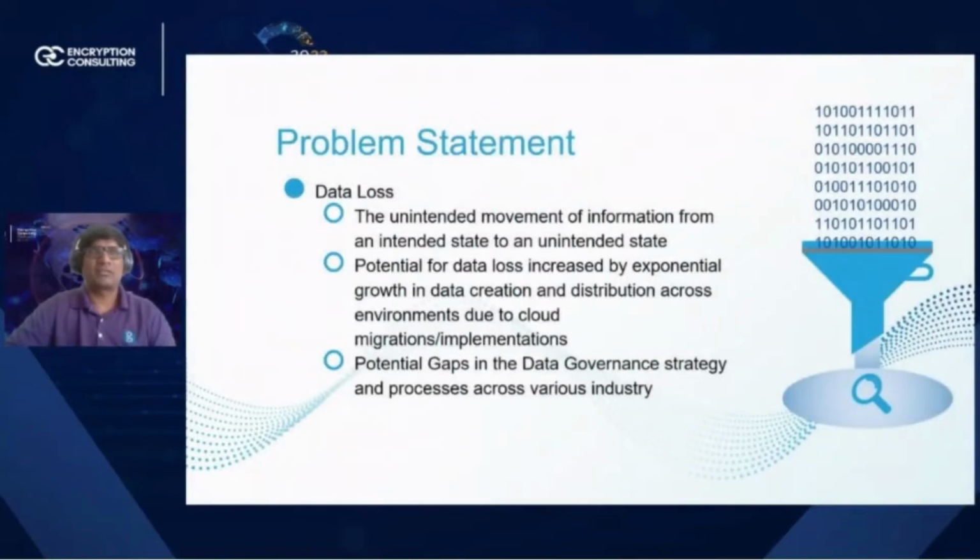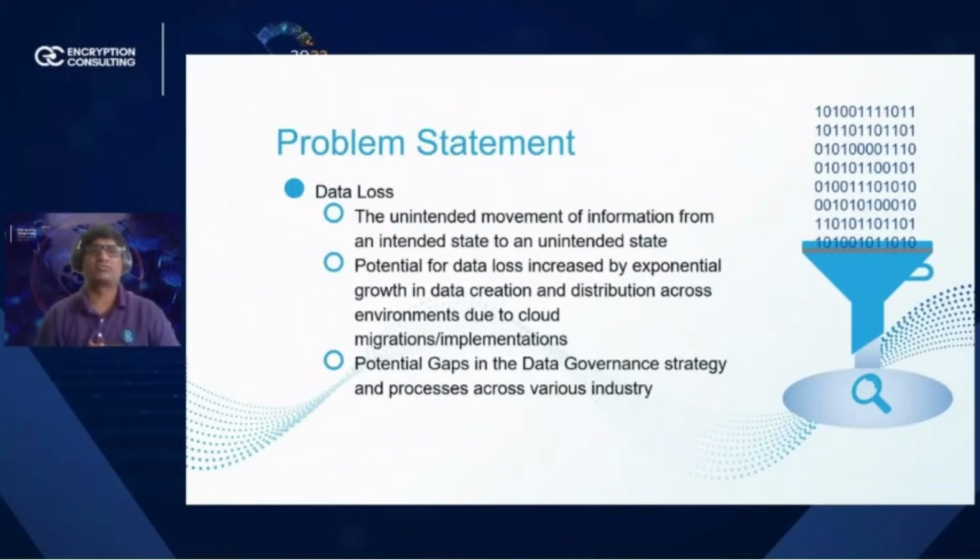Let me start with the problem statement. Data loss, and everybody will think, okay, what's data loss? As many of you are aware, data loss could be related to unintended movement of the information from one state to the other, and that could be due to certain unauthorized activity or unauthorized disclosure of the information, breaking the confidentiality of it. In some cases it's not just confidentiality, it's also about the integrity of the data. The data integrity could be compromised, which would lead us to some kind of data loss, where we are not able to prove the integrity of the data.